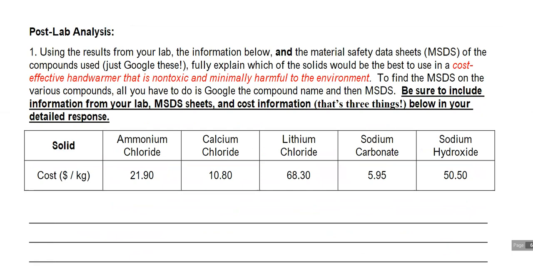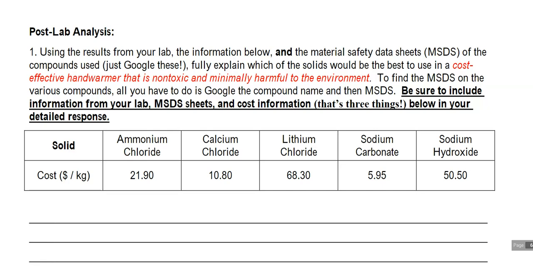A couple more mass calculations, what you've got to do. Here's your post-lab analysis, and here's that real-life application to this lab. Using the results from your lab and information below, and the material safety data sheets, which I'll tell you how to find in a second, you're going to figure out which of the solids would be best used in a cost-effective hand warmer that's non-toxic and minimally harmful to the environment.